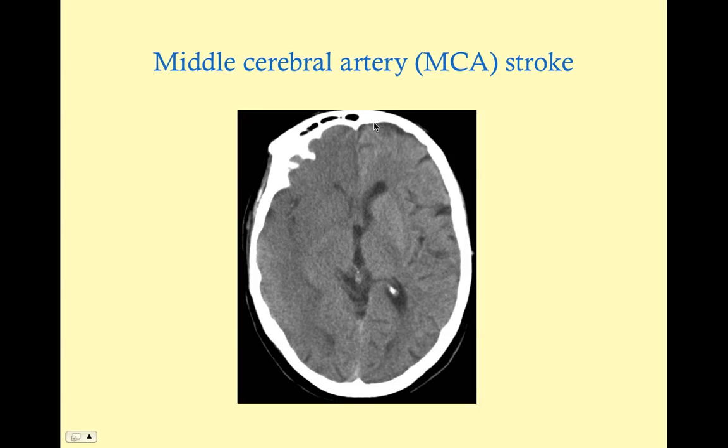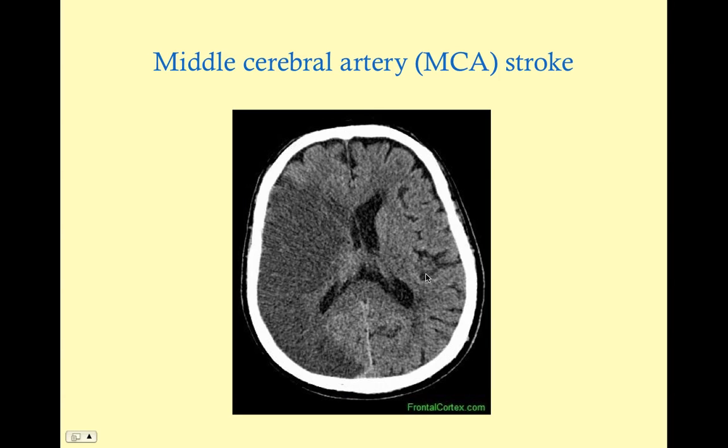Okay, here's an MCA stroke. You can see that we've got nice white gray matter differentiation here on the left side of the patient, but on the right side we have none. Here's another one. Again, on the right side here.